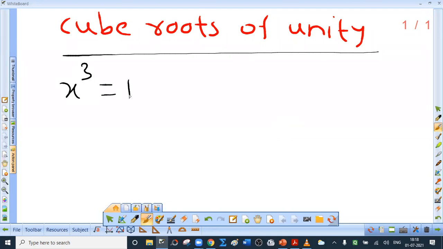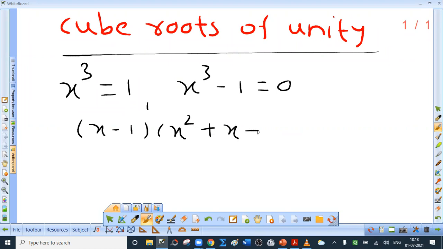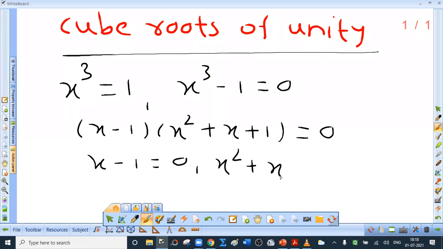Now x cube equal to 1 can be written as x cube minus 1 equal to 0. What are the factors? x minus 1 times x square plus x plus 1 equal to 0. So either x minus 1 is 0 or x square plus x plus 1 equal to 0. Clearly x equal to 1.